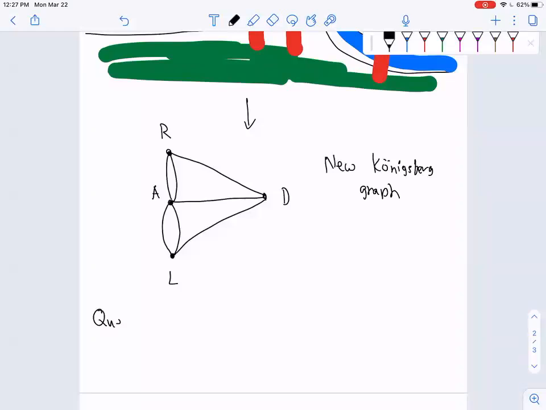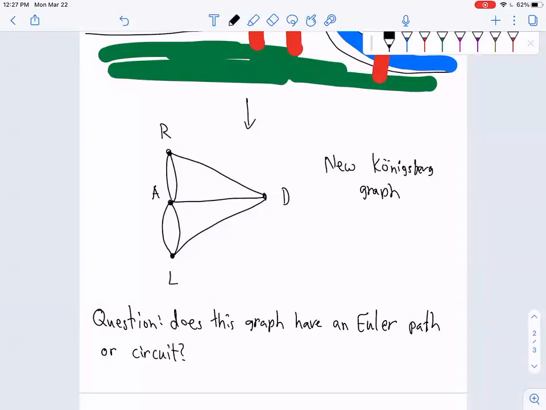And our question was, does this graph, I was nice, I said we can do either an Euler path or an Euler circuit. So now we've simplified the problem to looking at this particular graph.